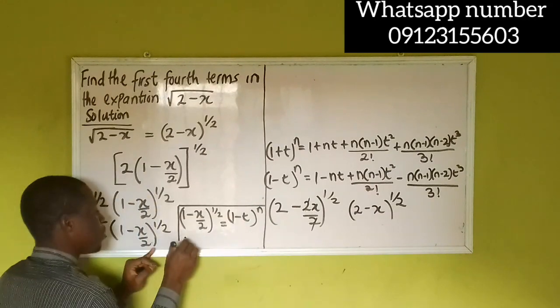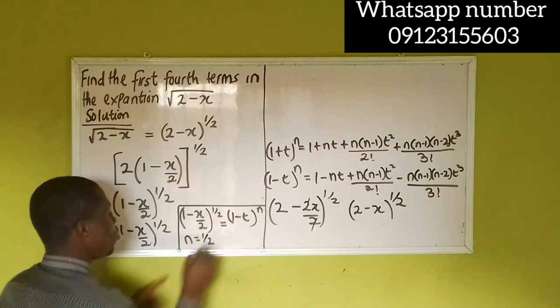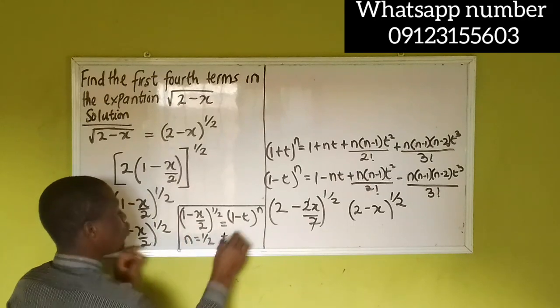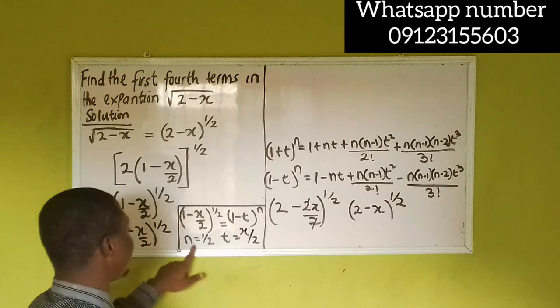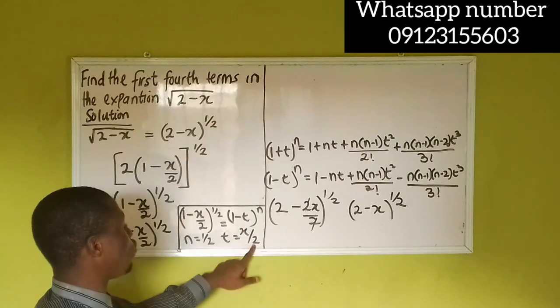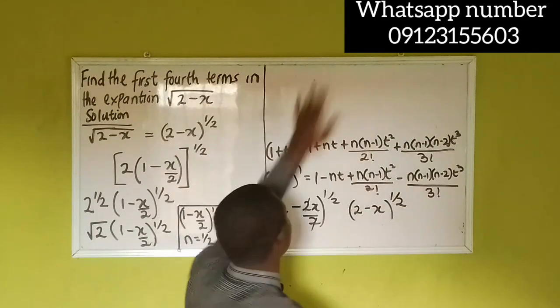What is my n? My n here is 1 over 2, while my t is x over 2. So therefore, anywhere I see n, I'll put 1 over 2. Anywhere I see t, I'll put x over 2. So doing that, I'll rewrite this formula up here.